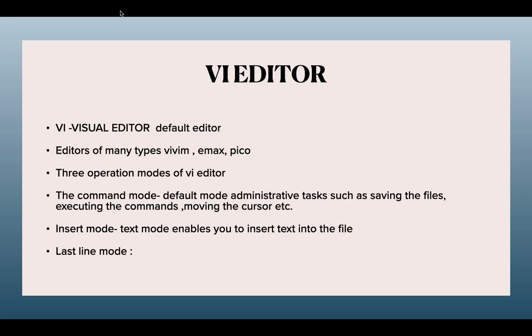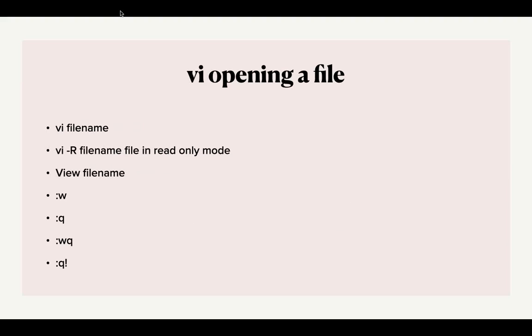Here this colon is called the last line mode. Whenever VI is in command mode, if you want to jump to the last line of the screen, we enable this colon. It appears usually in the last line of your editor window, or your cursor will be moved to that position. In the last line mode, you can also use colon Q to quit the VI editor.